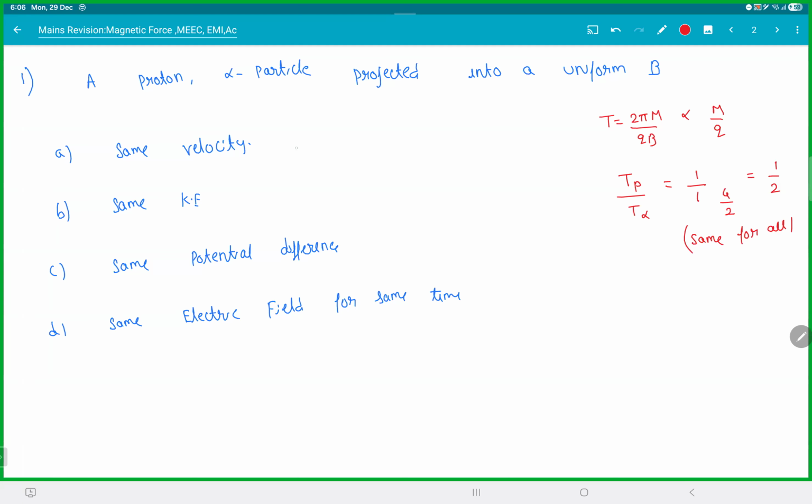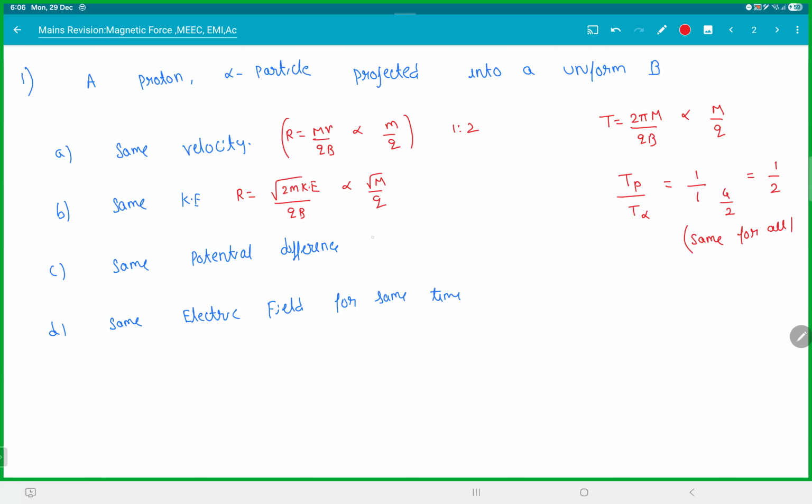Now, if you give the same velocity, we know the formula r is equal to mv by qB. Since velocity is the same, r is proportional to m by q. So the same ratio, answer is 1:2. If you give the same kinetic energy, then you can write momentum mv as root over 2m into kinetic energy by qB. So radius is proportional to root m by q. You can solve that, I will leave it to you.